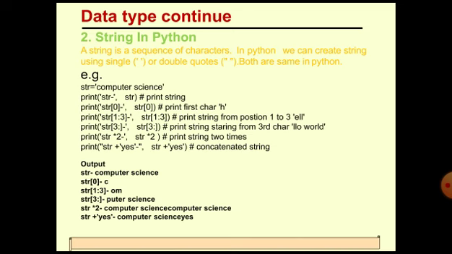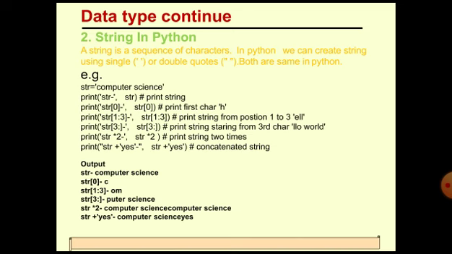So here, this computer science is replicated 2 times, because we have written str star 2. Here star is not a multiplication operator, it is rather a replication operator in the case of strings. If we had written str star 3, then this computer science string would be repeated 3 times. Then the output would have been computer science, computer science, and computer science. That means if you write str star 3, the same string will be replicated 3 times.